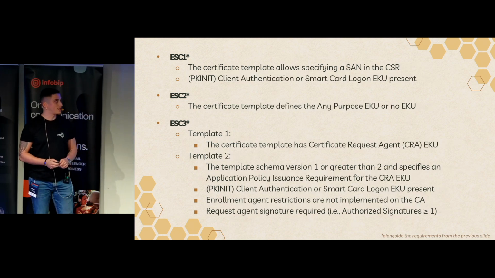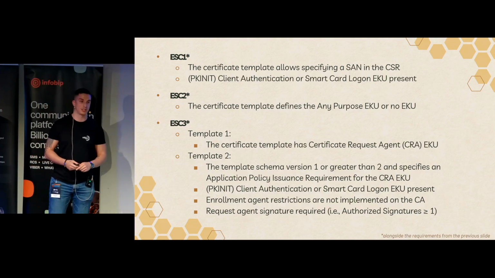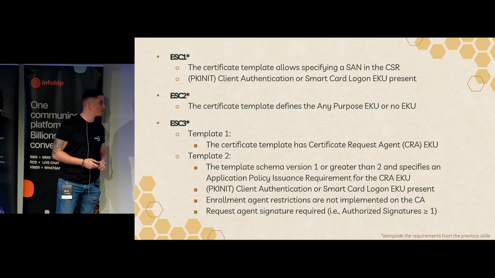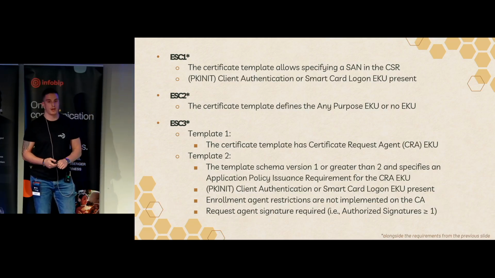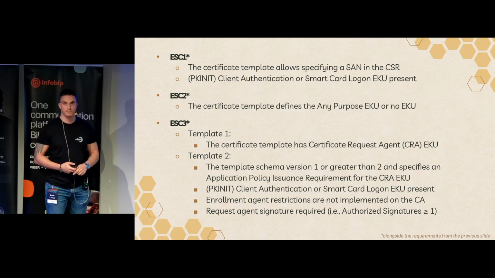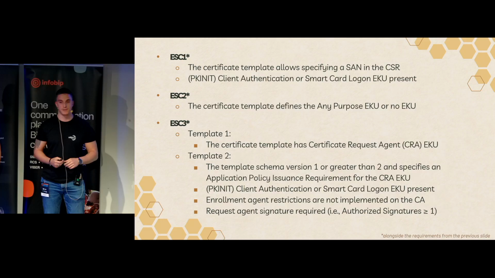actually requires the user to specify a subject alternative name in the certificate signing request, and it needs the client authentication or smart card logon EKU to be exploited. ESC2, on the other hand, needs no EKU or any purpose EKU. ESC3 has, let's say, the most prerequisites to abuse.